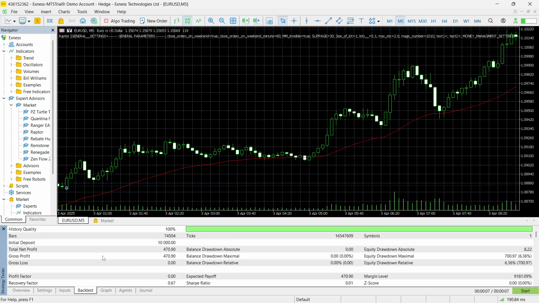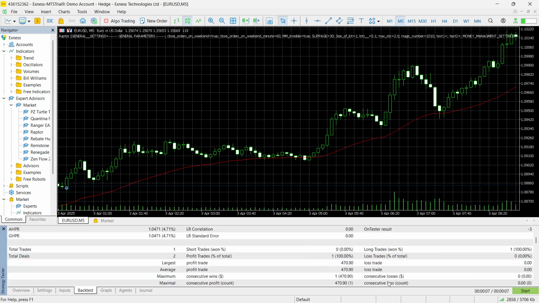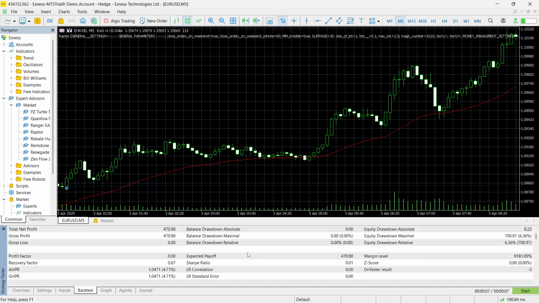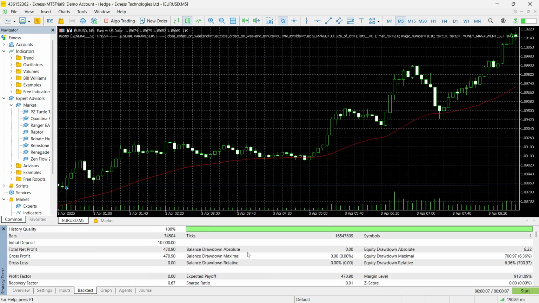So the key stats: the total net profit came in around $471, which is about 4.7% over the period. The gross profit matches that with zero gross loss showing up. You can see max equity drawdown was around 700, roughly 6 to 7%, and history quality was 100%. Lots of bars and ticks covered. So the total trades taken over the period was just one trade. So that explains a lot of why a lot of values are the way they are.